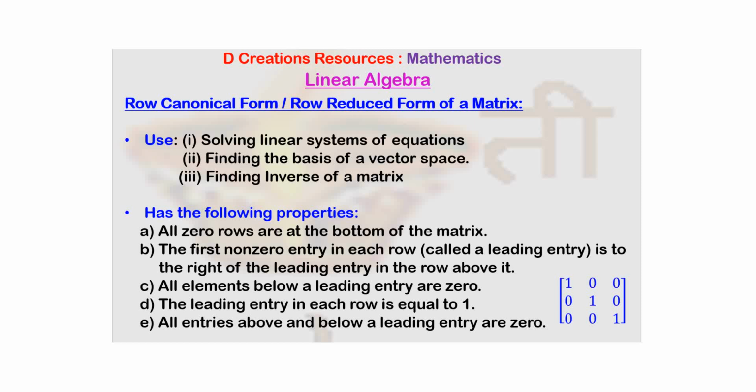We are looking at different topics from mathematics, especially linear algebra, and today we are going to talk about a topic called row canonical form or row reduced form of a matrix.